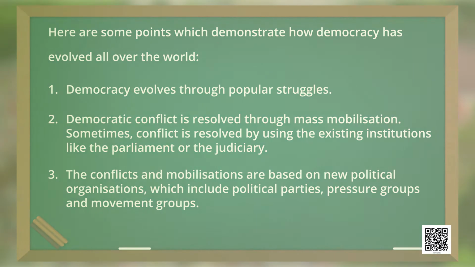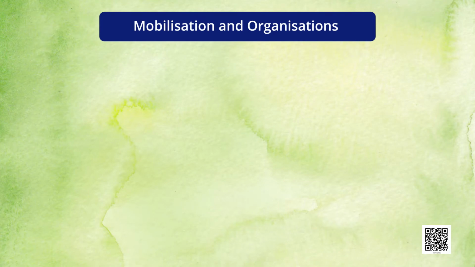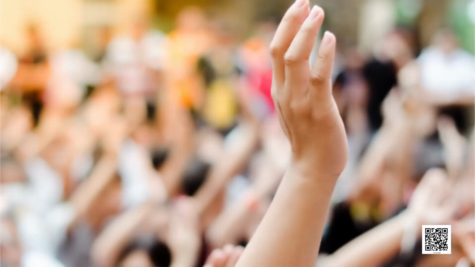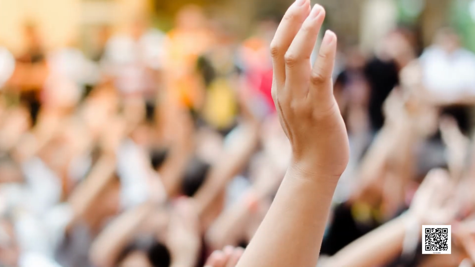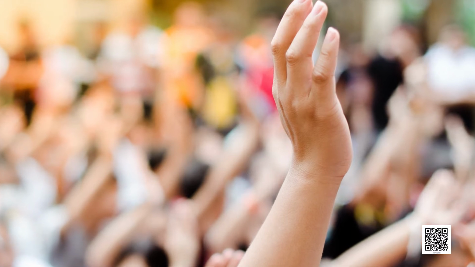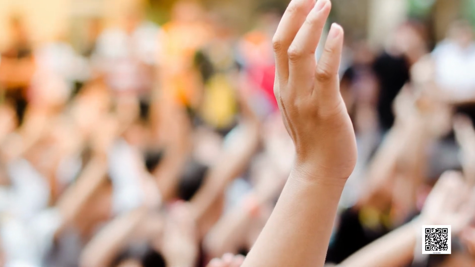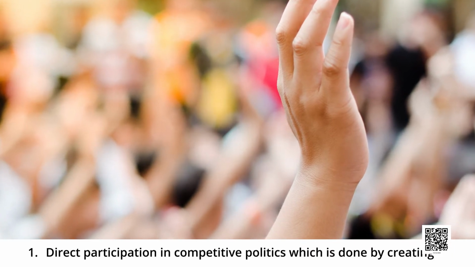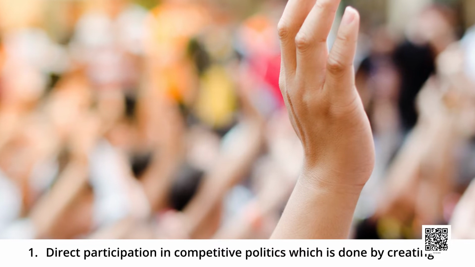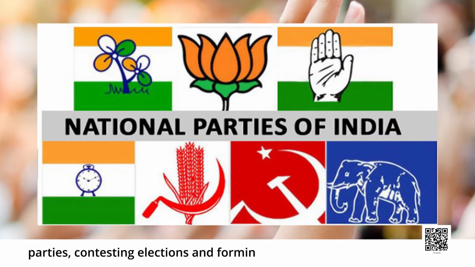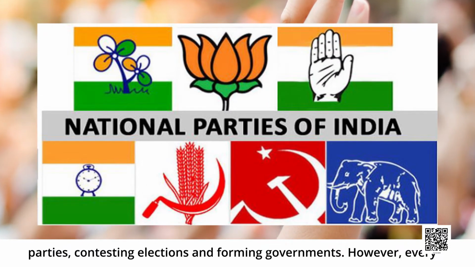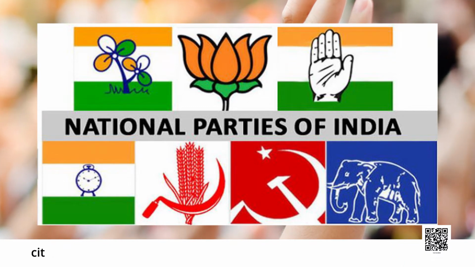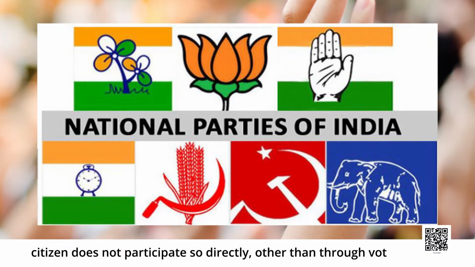Let's first take up mobilization and organizations. In a democracy, different kinds of organizations work behind any big struggle. These organizations play their role in two ways: direct participation in competitive politics, which is done by creating parties, contesting elections, and forming governments. However, every citizen does not participate so directly other than through voting.